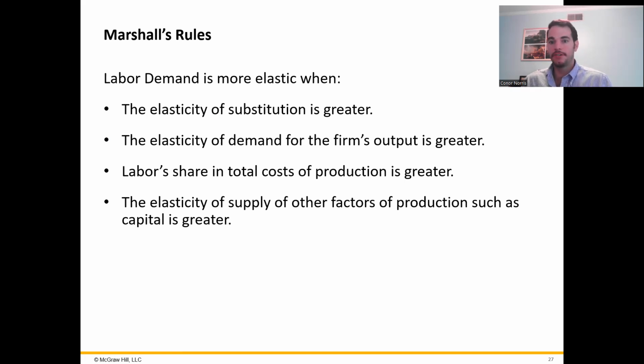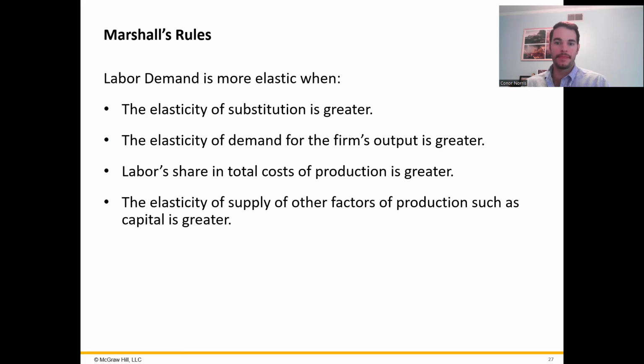Next, labor demand is more elastic when labor share in total cost of production is greater. The larger the share of total production costs that labor represents, the more elastic the demand for labor. If labor is a big part of a firm's cost, even small changes in wages will have a big effect on the total cost. This ends up making the firm more responsive to changes in wages. So in industries like construction, where labor is a very significant cost, a rise in wages can drastically increase costs, which causes firms to cut back on hiring.